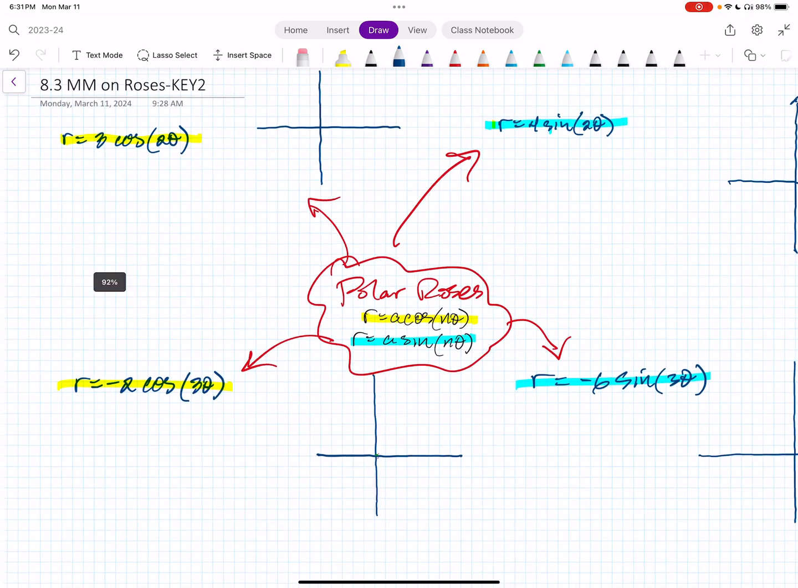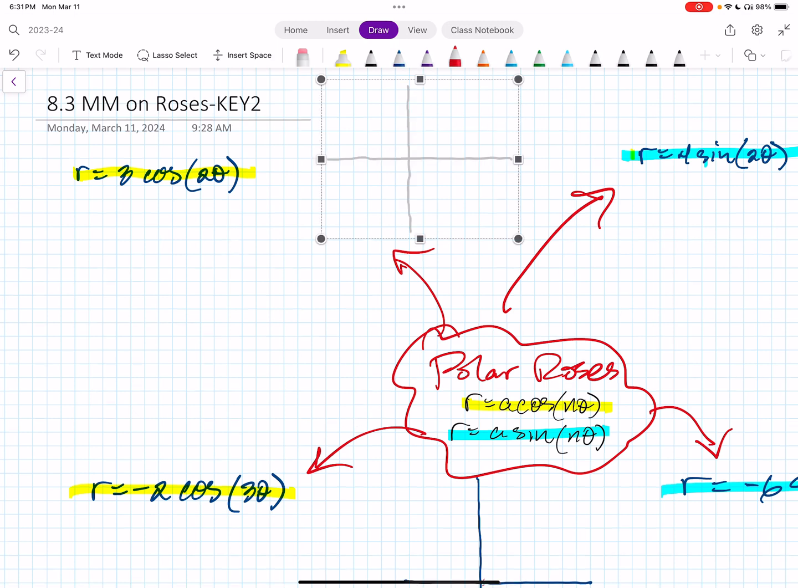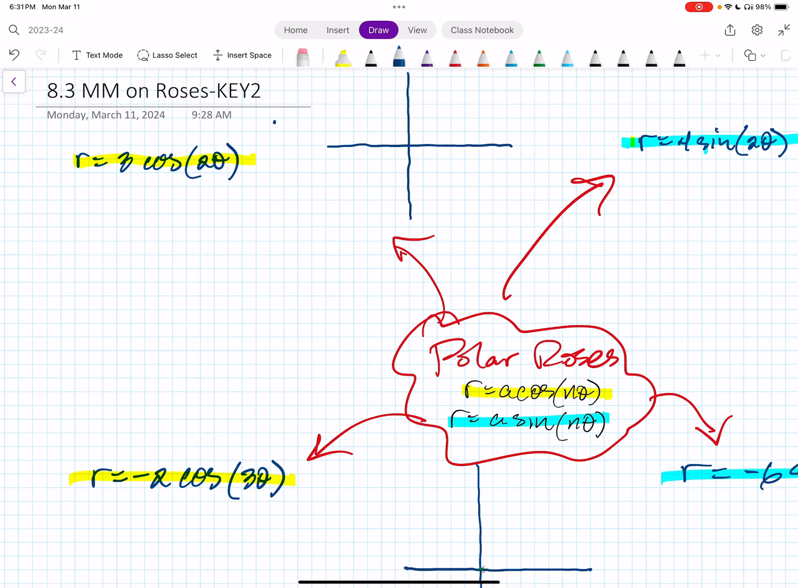Let's zoom out on here and take a look at our first function, r equals 3 cosine of 2 theta, and some observations. We want to take a look at r equals a times cosine of n theta and make some observations. First observation is that a equals 3. That's pretty obvious, and that gives me information on the petal length.